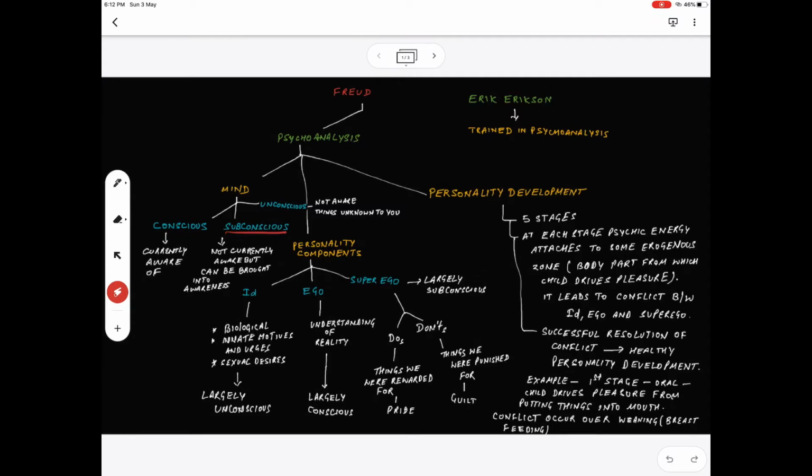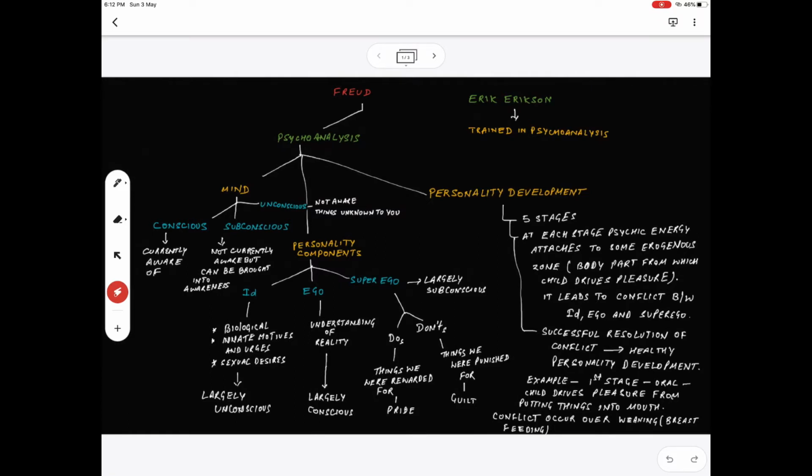And then subconsciousness. Subconsciousness is something which you are not currently aware of but can be brought into your awareness. For example, what you ate yesterday in breakfast. And the third part of the mind, he says, is the unconscious. Those are the things that are unknown to you, that you are not aware of. And of course, when you are not even aware of things that exist in your mind, you cannot bring them into your consciousness.